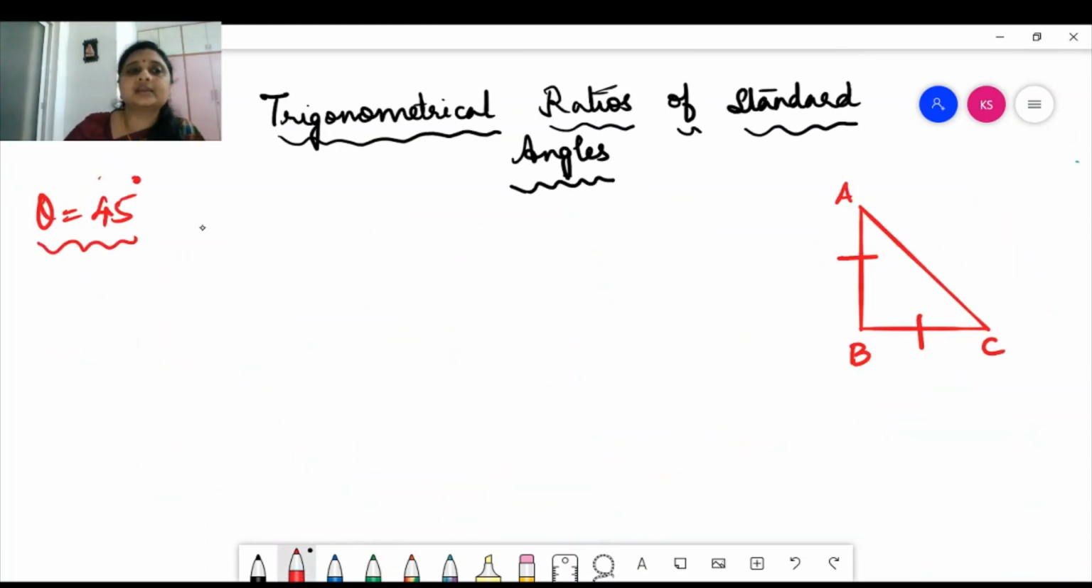So our next angle is the 45-degree angle. To find the T ratio values of theta equal to 45 degrees, I'm going to consider an isosceles right angle triangle. In my first video, I have explained the types of triangles in detail. Please do visit it to have more clarity. So what is an isosceles triangle? It's a triangle wherein two sides are equal and two angles are also equal.